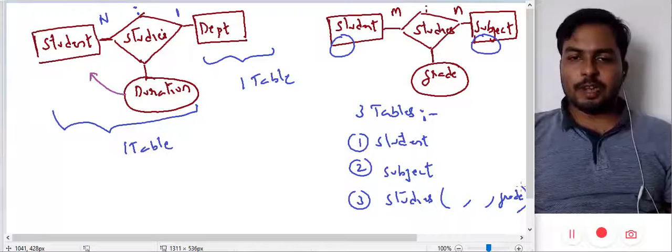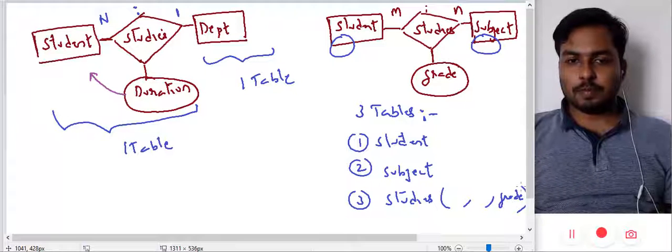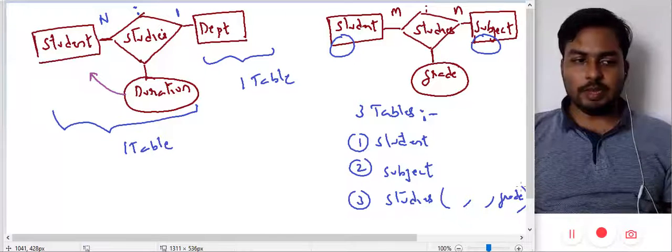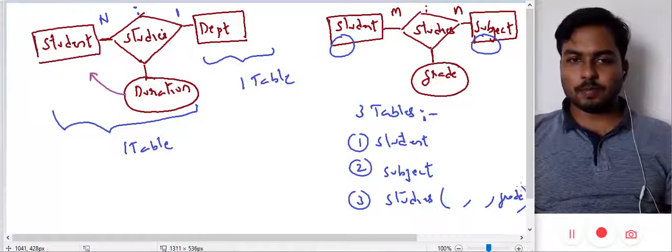One column will be the key attribute of the student table. One column will be the key attribute of the subject table. And one column will be the grade column. How many tables do we have? Three tables. Why? Because it's a many-to-many relationship. Sorry, many-to-many relationship. Yes.